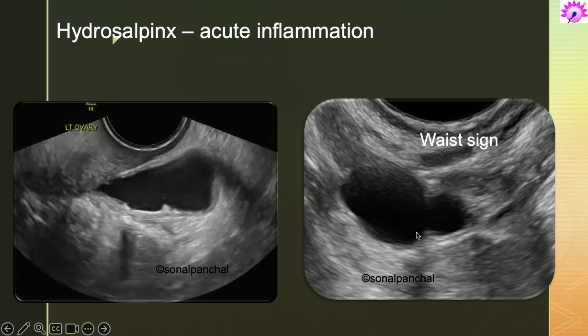Moreover, as I was showing you in the morning, which I didn't want to spend time on, you are also seeing the waist sign of the hydrosalpinx, and those are the signs which tell me, yes, this is acute inflammation of the tube. So we have seen free fluid, we have seen acute endometritis, we have seen free fluid in the pelvis. I have talked to you about acute oophoritis also in the morning.